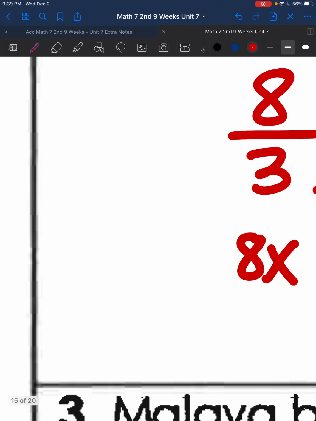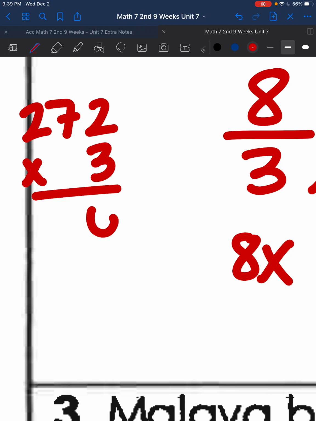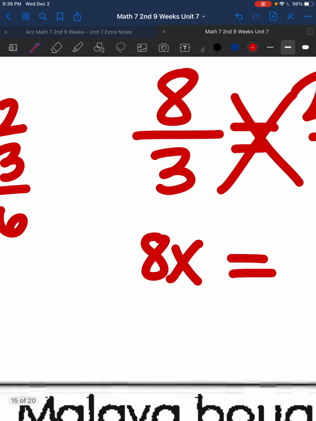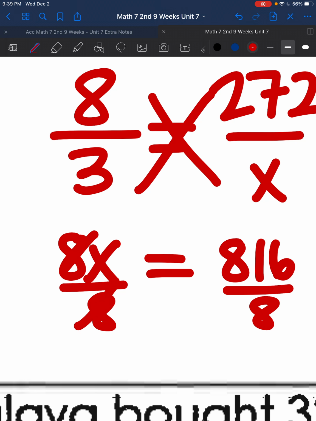So we first multiply 8 times X together, and we get 8X, and then we have to multiply 3 times 272. I don't know that off the top of my head, so I'm going to show my work over here. 3 times 2 is 6. 3 times 7 is 21. 3 times 2 is 6 plus 2 is 8. So I get 816.